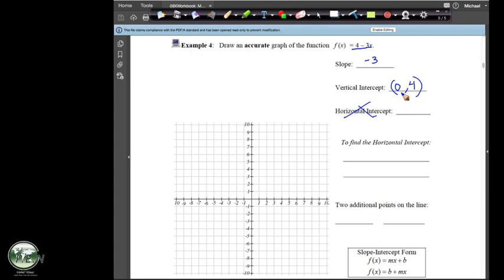I don't need no stinking horizontal intercept. It's just distracting, right? So, 2 additional points on the line. Again, when this is the function of x, that's the same thing as y. They're just mixing it up. And I'll tell you, when I was first learning, I would just cross it out and say that's y equals. It is exactly the same thing. That helps you to do it.